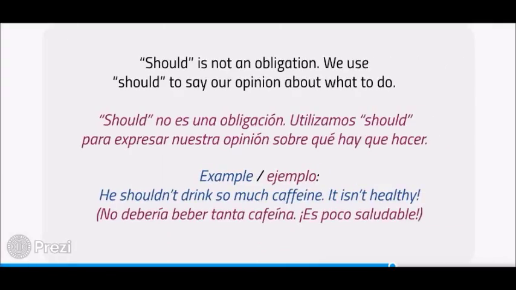Should is not an obligation. We use should to say our opinion about what to do. Example: he shouldn't drink so much caffeine. It isn't healthy.